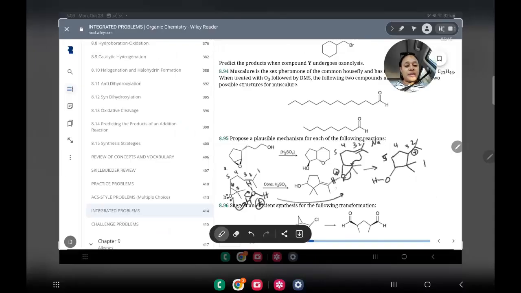Alright, so notice that the final product has a double bond attached to the ring, and so we have to do an elimination. That's the last step. So we're going to take our water.